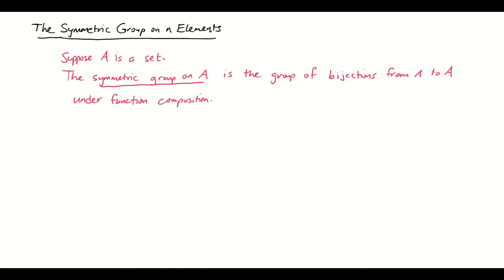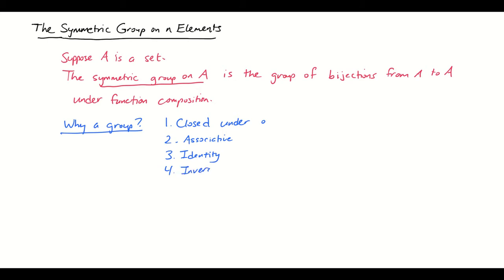So why is this a group? Well, we need to check four things, as usual. We need to check that the set is closed under function composition. We need to check that the composition operation is associative. We need to check there's an identity. And we need to check that each function, or each bijection, has an inverse. Oh, and by the way, just a bit of notation. When we talk about the symmetric group on A, we will usually call that S sub A.